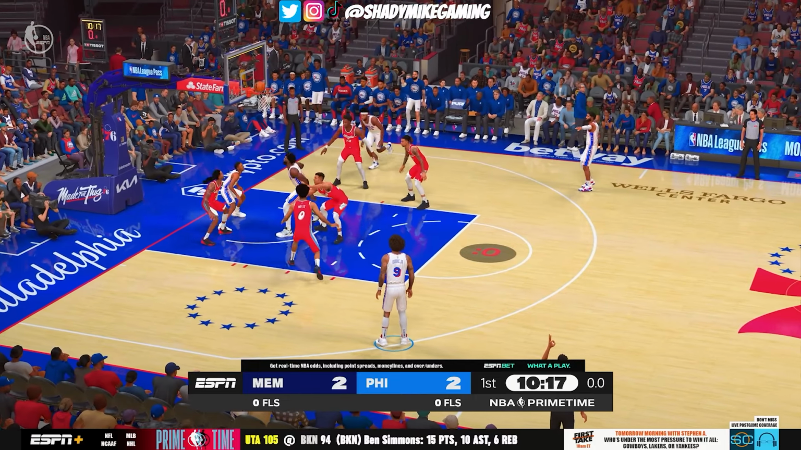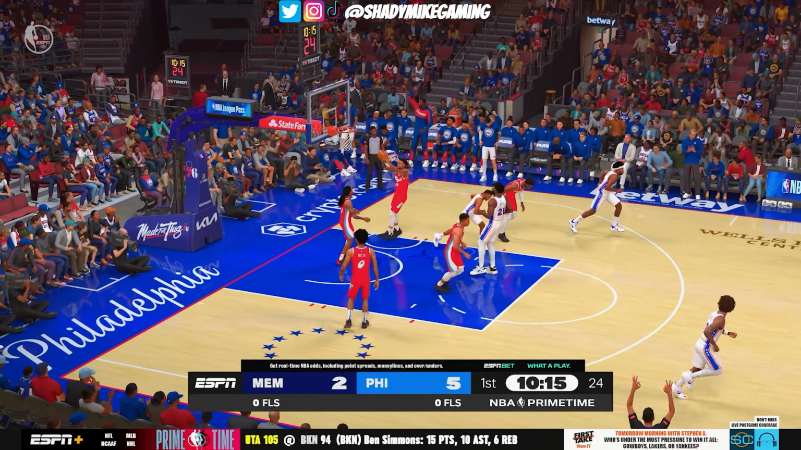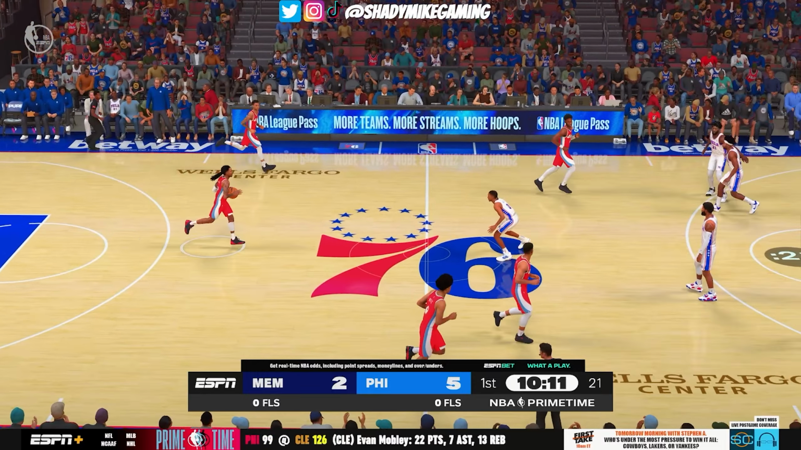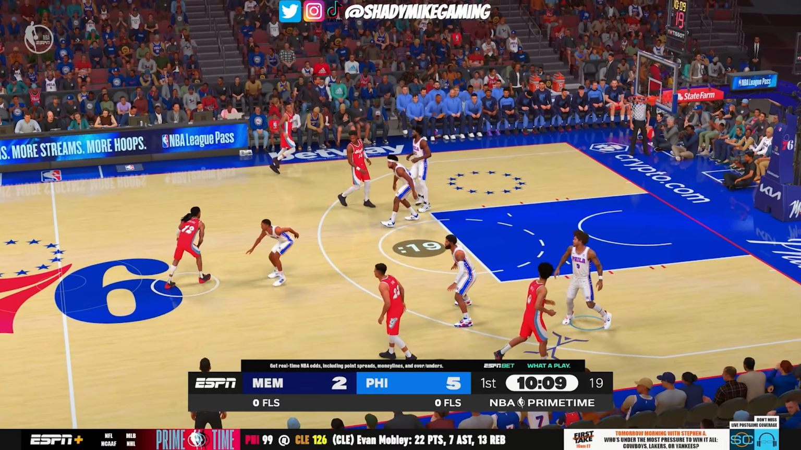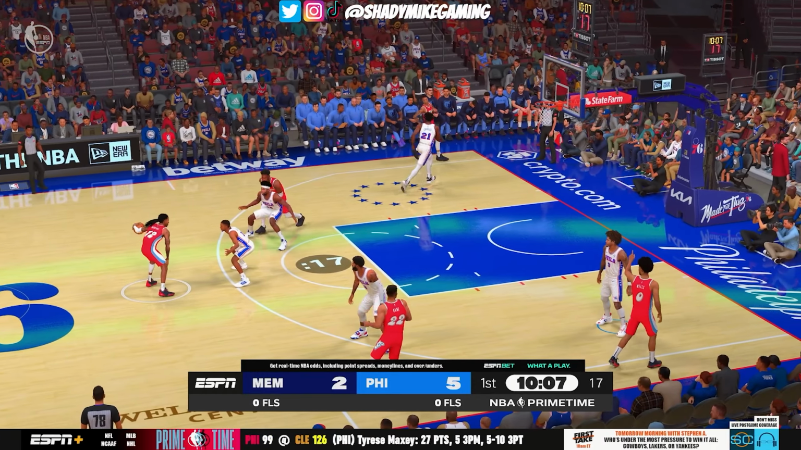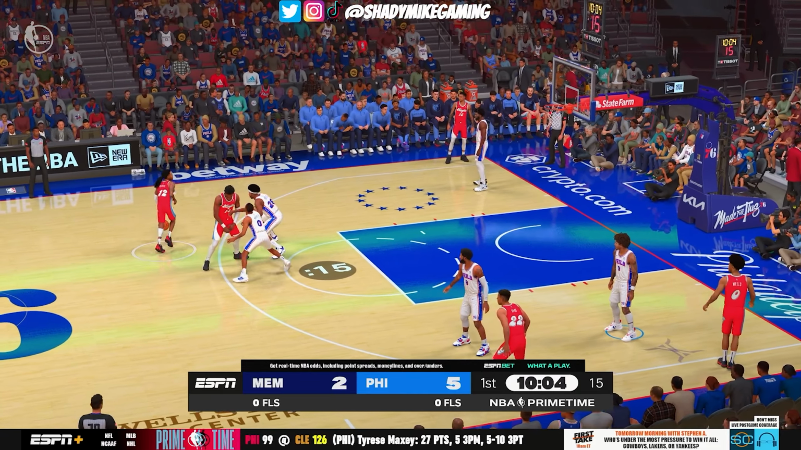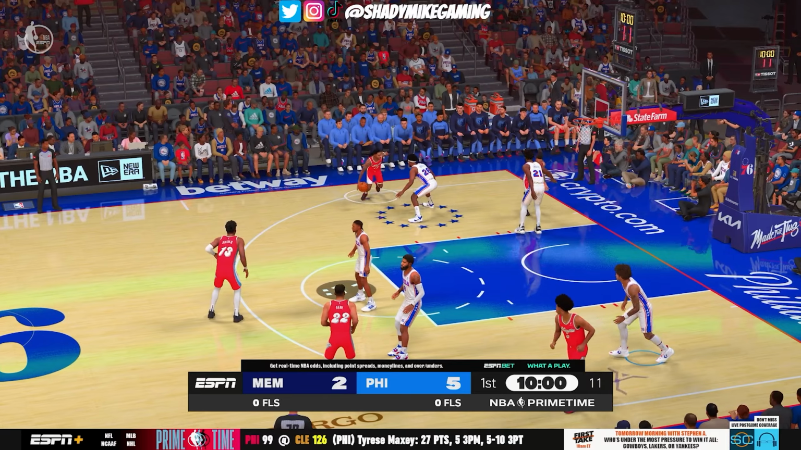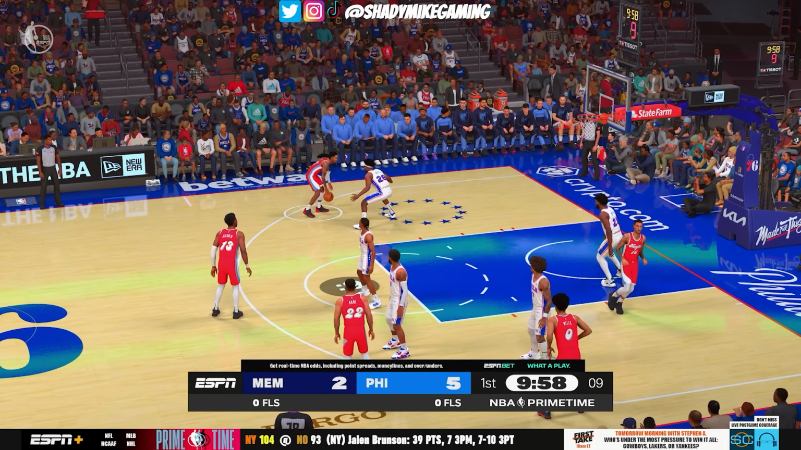The next thing that I wanted to talk about before we get into the actual changes in the MyNBA sliders was just some of the overall feedback for the sliders. Again, feedback for the sliders is phenomenal. The sliders are great. It's helping me enjoy the game. It's helping thousands of people enjoy the game.